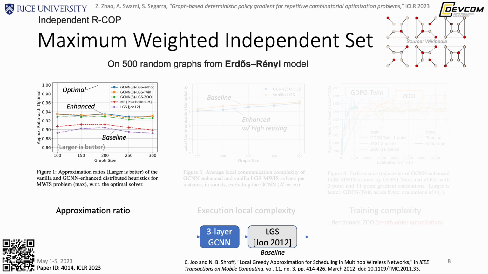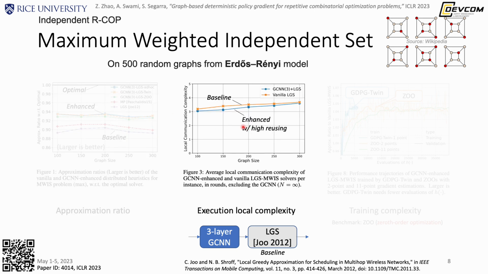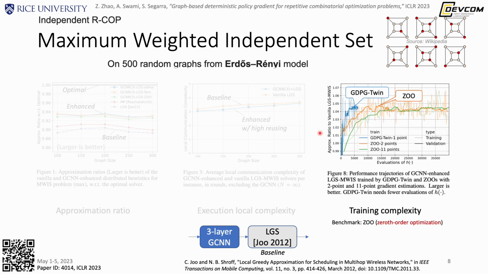Now let's look at the performance of our approach for the first scenario, closing the optimality gap. We use a three-layer GCN to enhance the baseline called LGS, which is a distributed heuristic for the maximum weighted independent set problem. Our enhancement can close the optimality gap of the baseline by more than a third, and it can even slightly decrease the execution time of the baseline if we can reuse this enhancement for many instances.